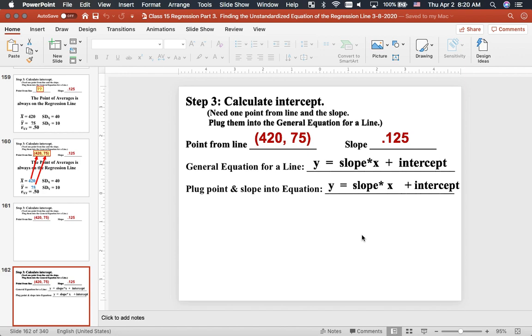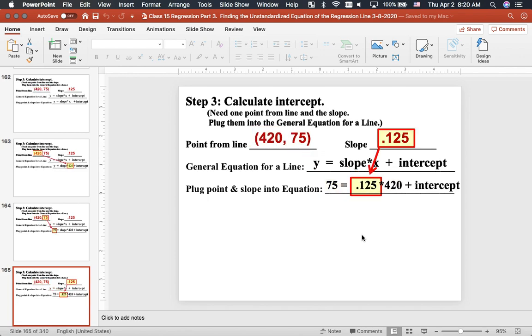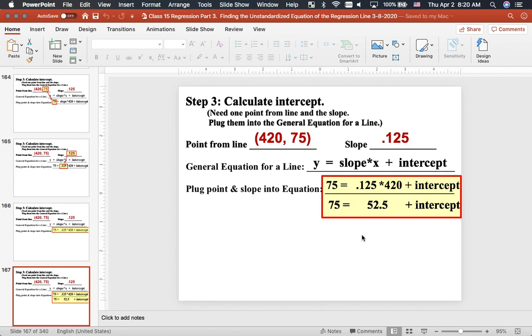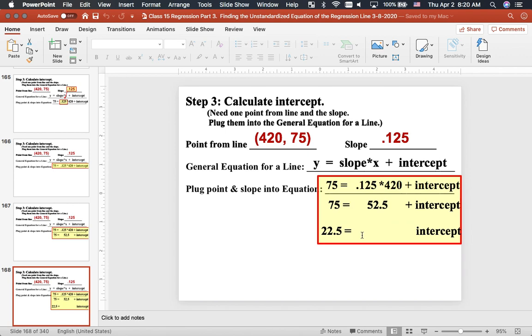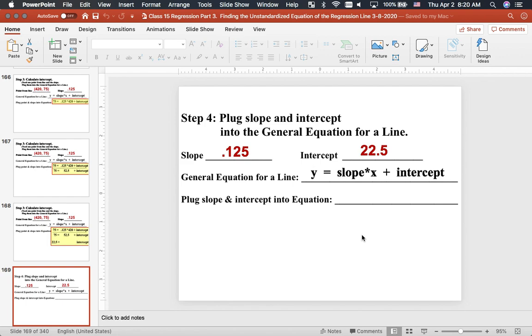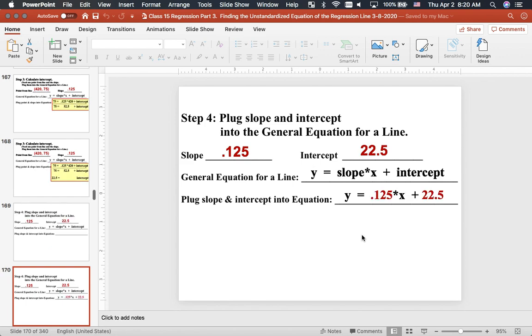So we can just plug in our x value, we can plug in our y value, and then we can plug in our slope. Do a little bit of math. So 0.125 times 420 equals 52.5. Subtract that off from 75, and we get the intercept being 22.5. We're not done yet because we need to just put it into our specific equation for the line. So we know our slope, we know our intercept, so let's just plug it in. So our slope is going to be 0.125 times x plus our y-intercept of 22.5. So there we go. Now we just figured that equation out for that line.